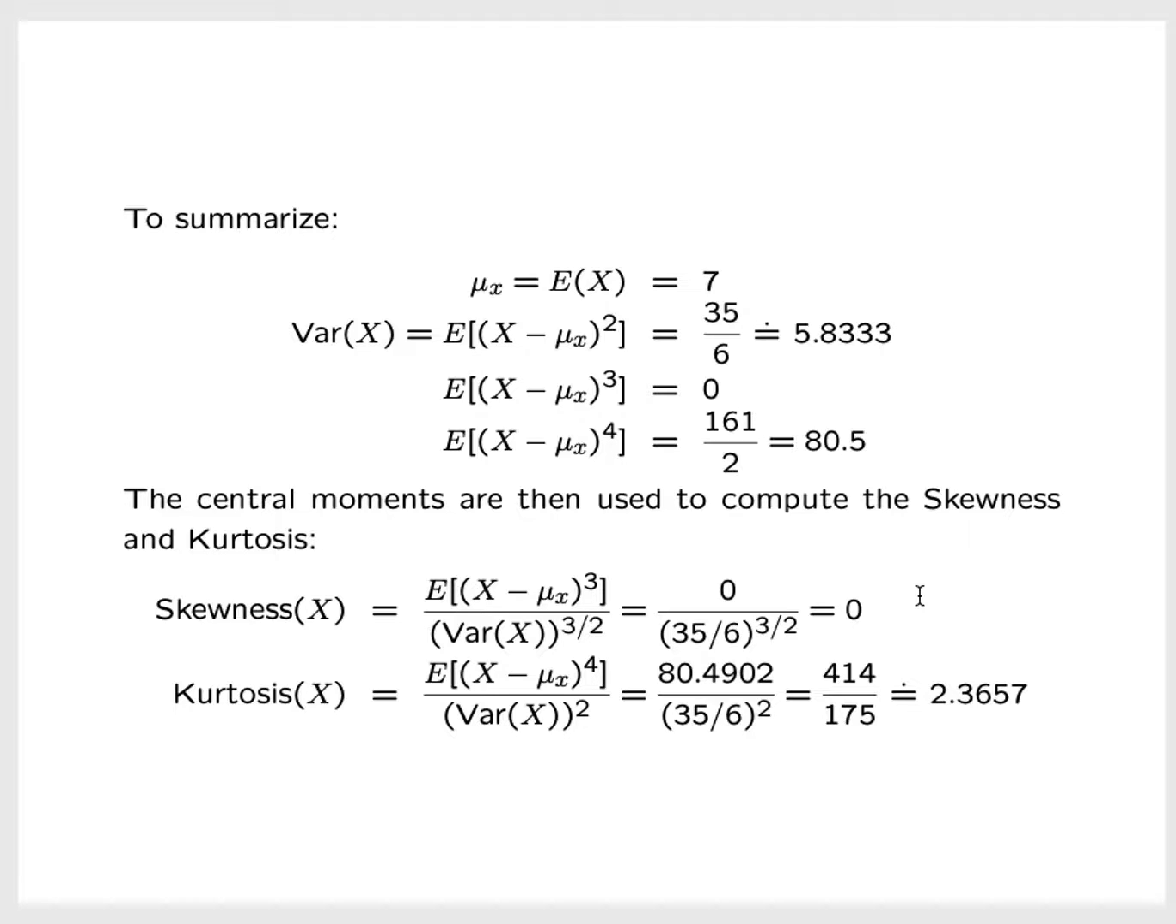So if we had not looked at the graph of the PMF, we would be able to tell immediately that it is symmetric about its mean. And then the kurtosis for this distribution is 2.3657. All right, and in and of itself, that's kind of meaningless. But what we'll typically do is use the kurtosis by comparing the kurtosis of one distribution with that of another.